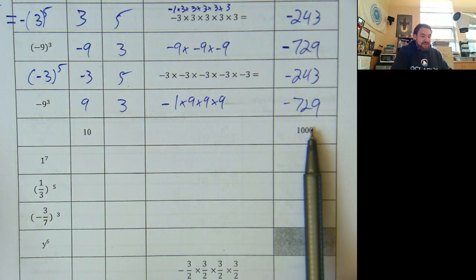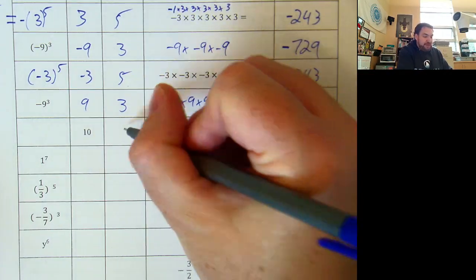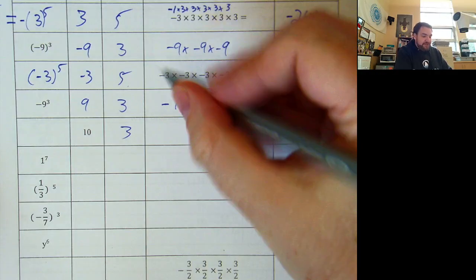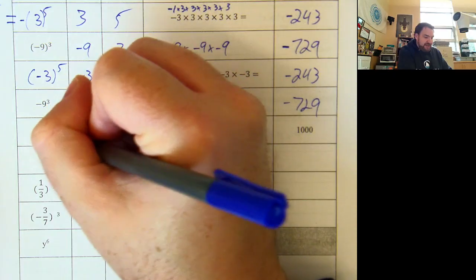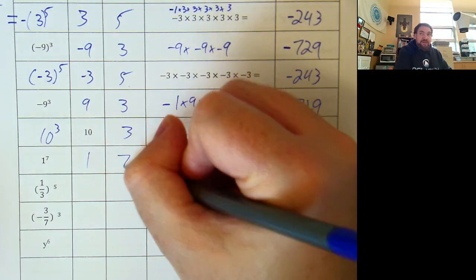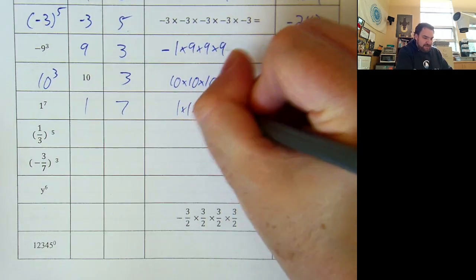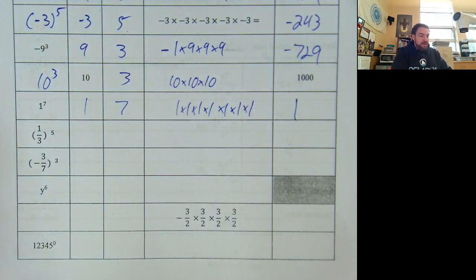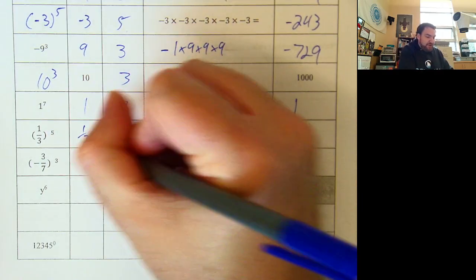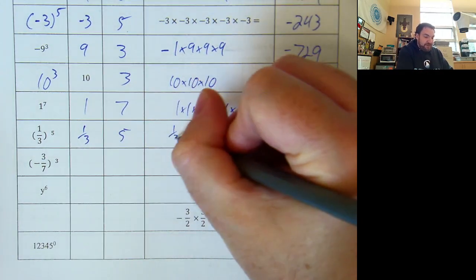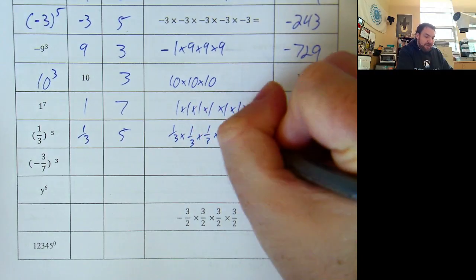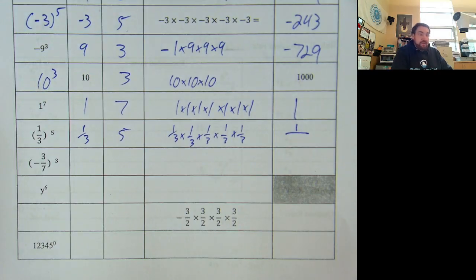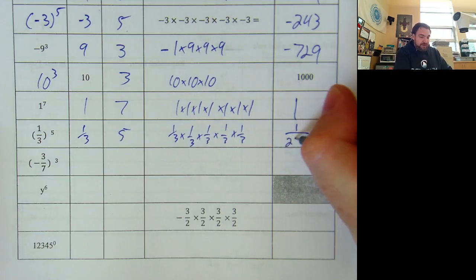10 to 1,000 means I have to multiply 10 how many times? 3, the same number of zeros in the number. That's the beauty of having powers of 10. So it's going to be 10 times 10 times 10, which is 10 cubed. Cool. Base 1, exponent 7: 1 times 1 times 1 times 1 times 1 times 1 times 1 is 1. 1/3 to the 5. The base is 1/3, the exponent is 5. 1/3 times 1/3 times 1/3 times 1/3 times 1/3 is going to be 1 over what? 243.